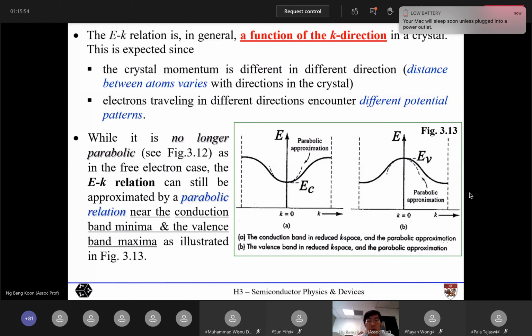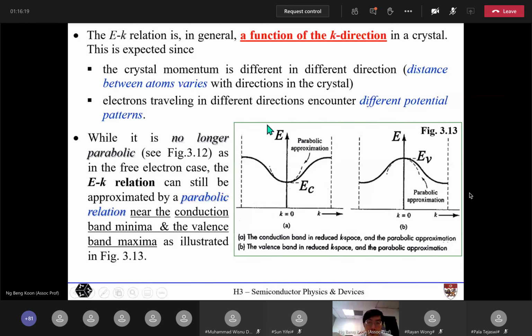It's direction dependent because if you think about it, the solution that we get is from putting in the potential energy, which depends on the spacing between the atoms, the nucleus of the atoms, right? If you go in a crystal in different directions, then the spacing will change, and you expect the solution of the EK to also change. So in other words, it's actually a function of direction in a crystal as well.